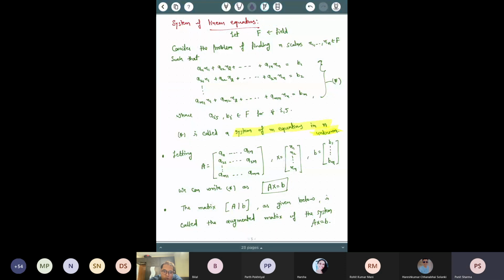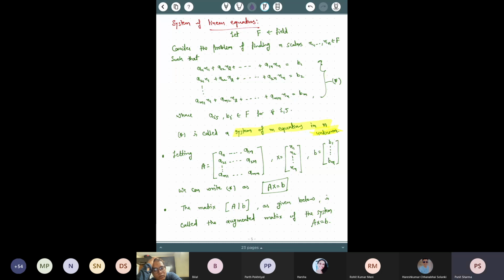Okay. And then consider the problem of finding n scalars x1 to xn that satisfy these m equations. So you are given these m equations, and you need to find these x1, x2, and so on up to xn, such that these equations are satisfied altogether. Okay, so I'm calling these equations equation star, where these coefficients, these aij's and bi, for each i and j, belong to the field F.